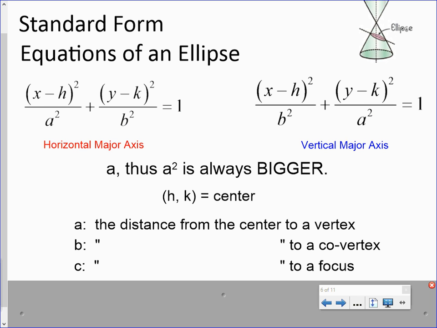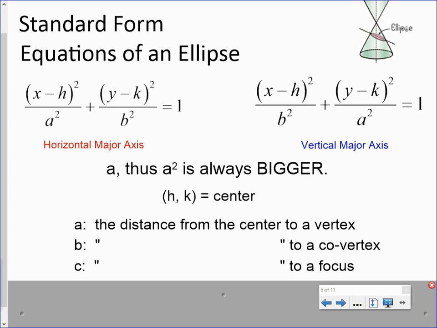So then we're going to come up with this whole issue. A, B, H, K, those are all going to be numbers for a specific ellipse. So when we're looking at an equation, if a squared and b squared are both represented by numbers, how will we ever know which one a squared is? That's where the next statement comes in. A squared is always the bigger number.